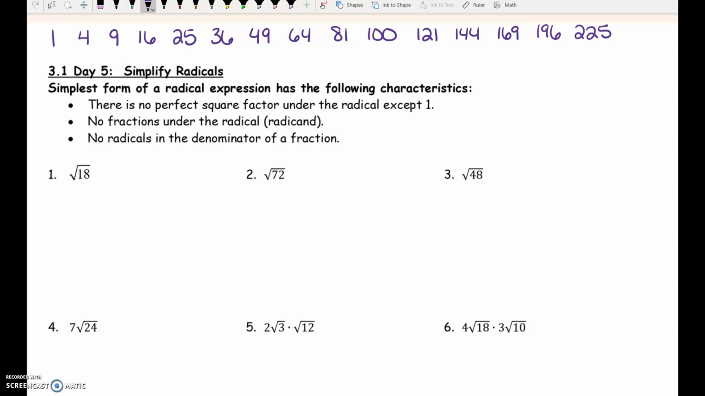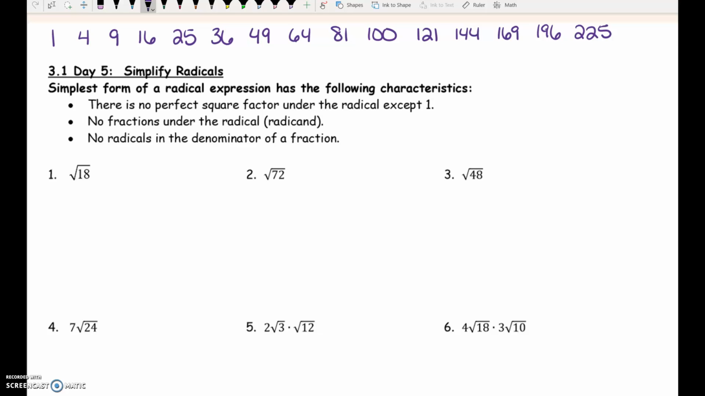If you are at home, I would recommend that you write this list on a piece of paper and just have that out while you're doing these problems. If you're in my classroom, I will always have a list written on the board that you can reference, but it's also helpful just to have them memorized.